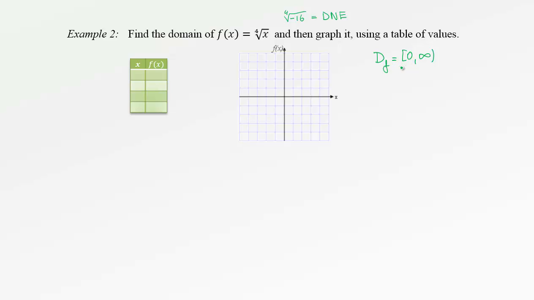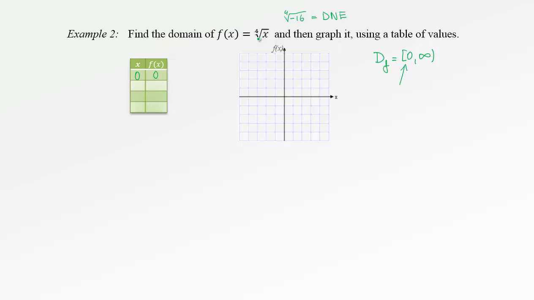Okay, since that's our domain, when we try to build our table of values, we can't use negative numbers. However, we should start from the first number in the domain, because that will be the starting point of your curve. The curve does not pass this point, so that's a very important point. Okay, let's start with 0. Fourth degree root of 0, obviously it's 0.